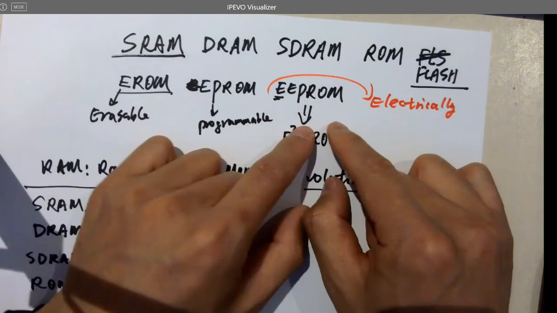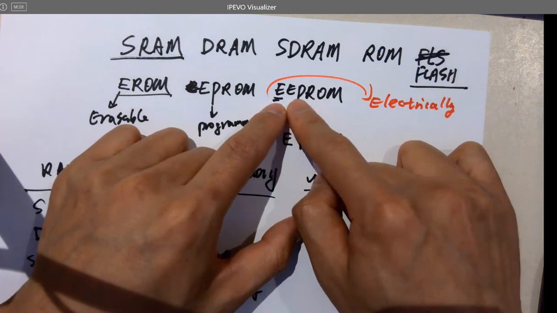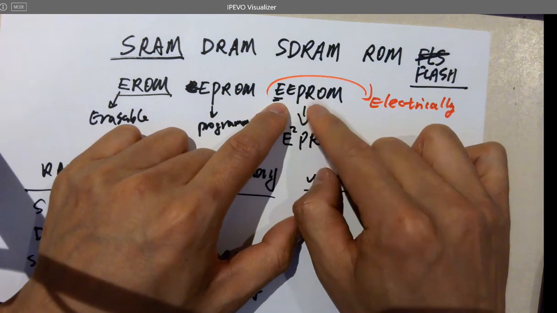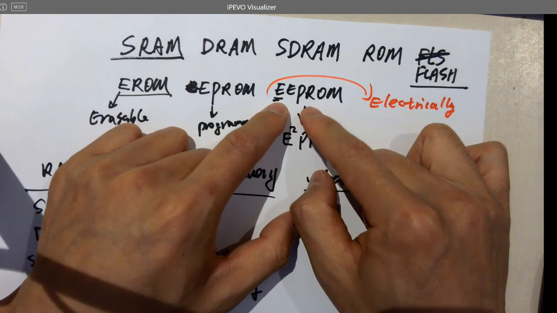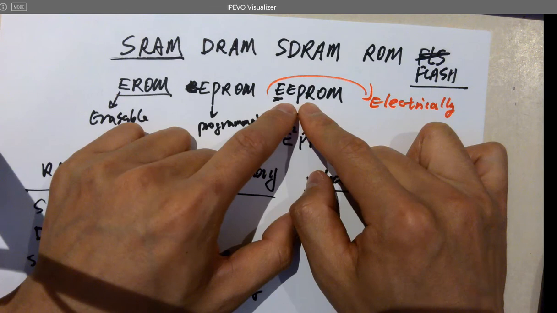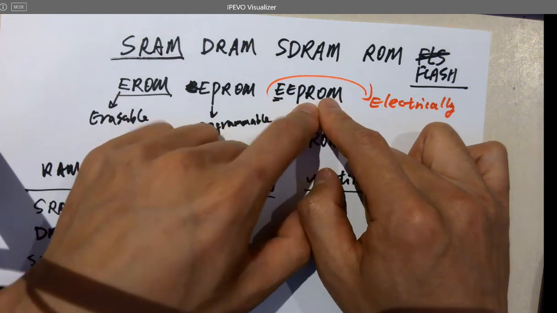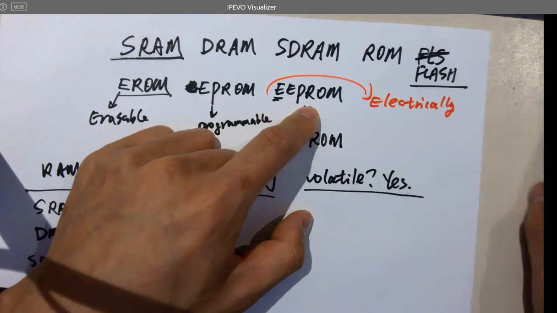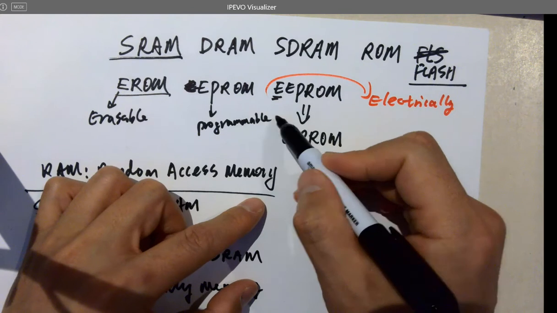So right now the ROMs are not really ROMs anymore because they are electrically erasable and programmable. It's not read-only anymore. You can even write to it because it's erasable and programmable. Whenever you're programming that ROM, you're actually writing to the ROM. So they're not ROM anymore, but it's still called ROM. These are pretty much everywhere.